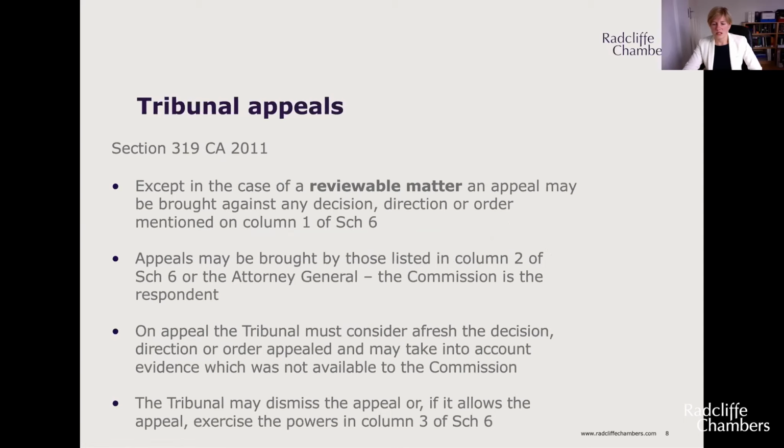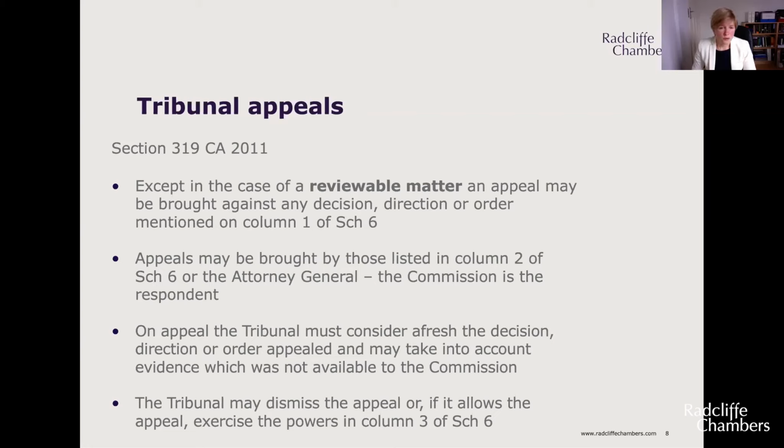So your appeals then are dealt with in section 319 of the Act. And you can appeal any decision, direction, or order that is listed in column 1 of Schedule 6, unless it's a reviewable matter. If it's a reviewable matter, we'll deal with what those are in a moment, you're stuck with a review by the tribunal. You can't appeal that decision.